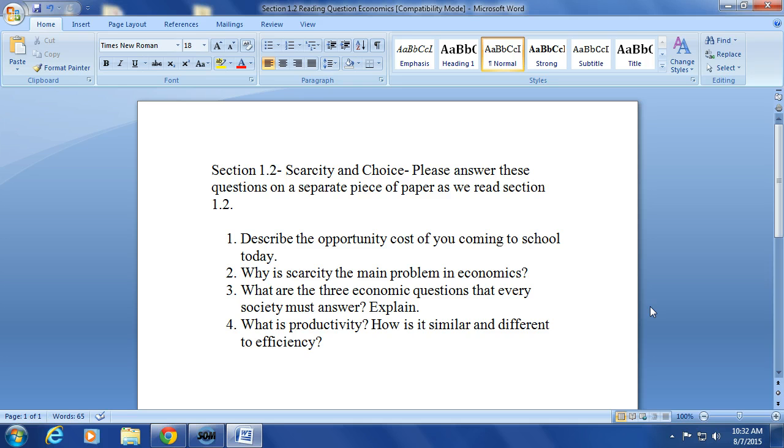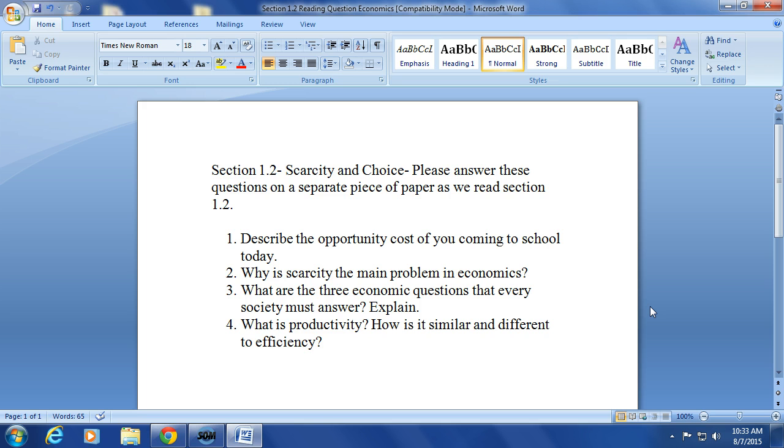What we're basically going to be doing is reading section 1.2. It's about scarcity and choice, from page 8 to page 10. As we read this section, we're going to be going over these 4 questions together.